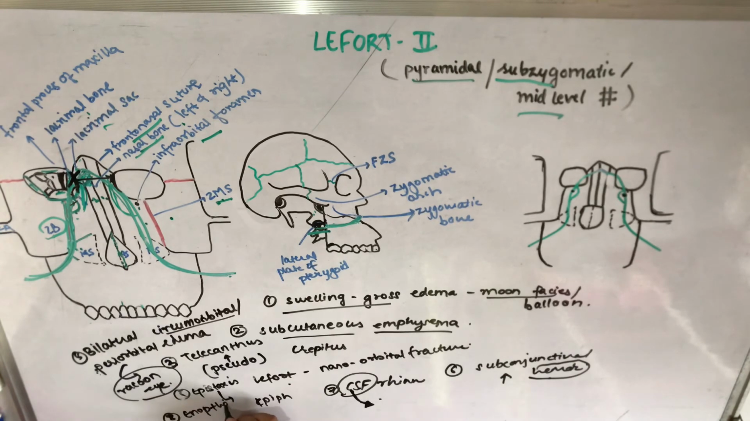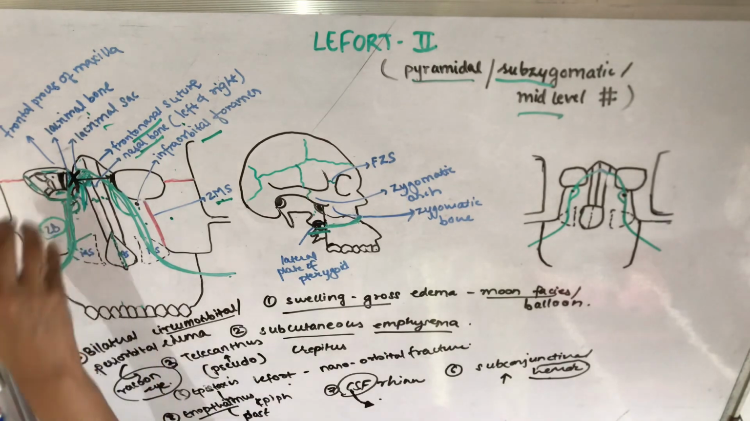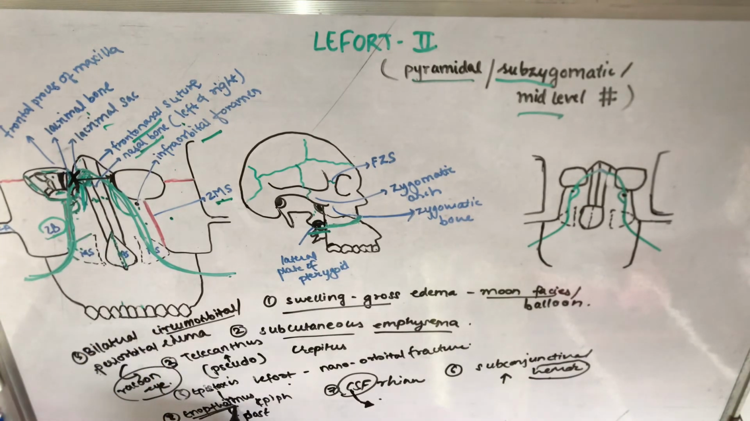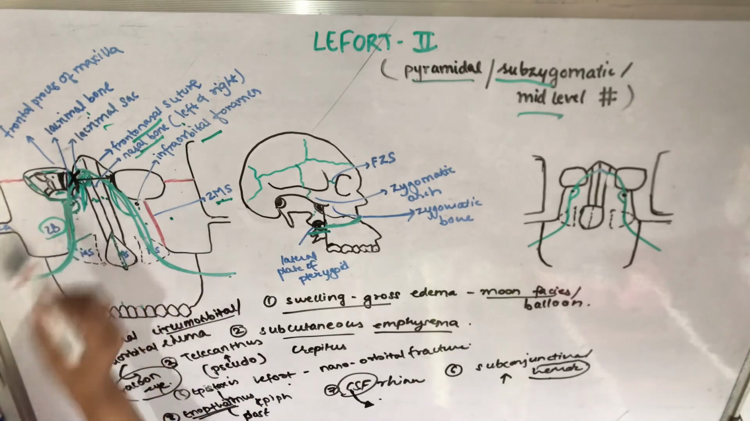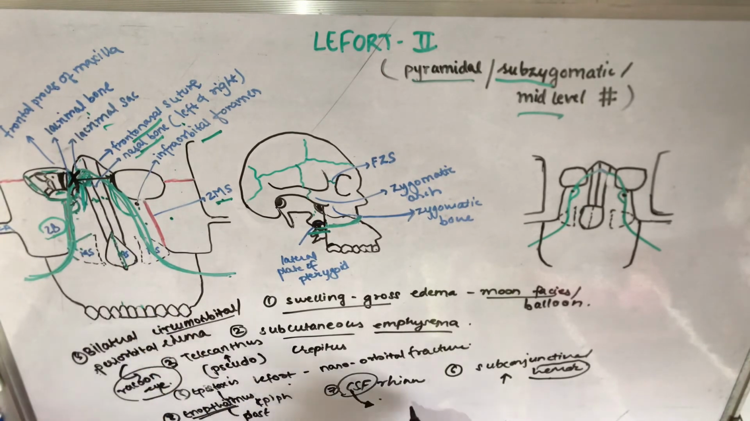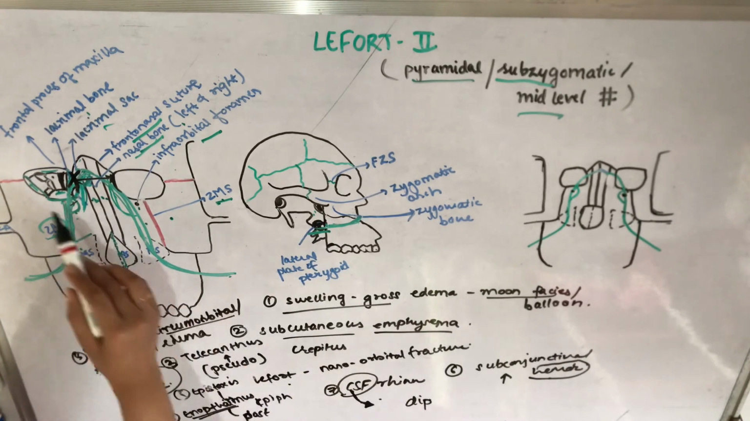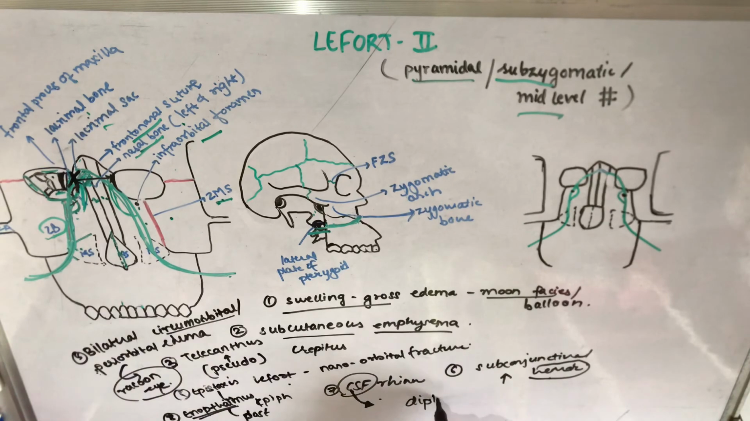The next is you will see enophthalmos. Now you know what is exophthalmos. Exophthalmos is the bulging of the eye, but enophthalmos is the posterior displacement of the orbit. So your eye gets sunken. That is the enophthalmos. Then you will see there is limitation in the ocular mobility, and you will see diplopia. Diplopia is nothing but the blurred vision, and it is because of the fracture of the orbital floor. So you will see diplopia in the patients of Lefort 2.